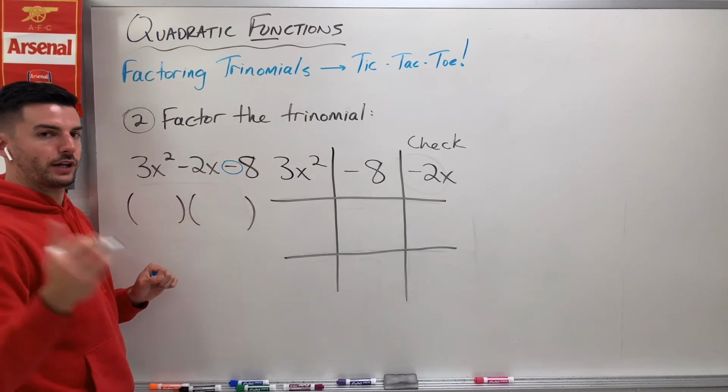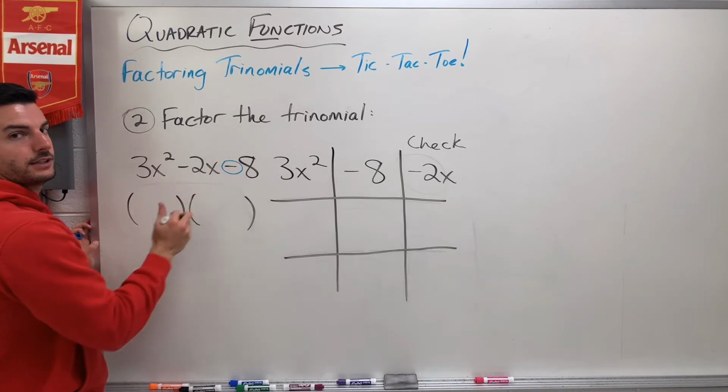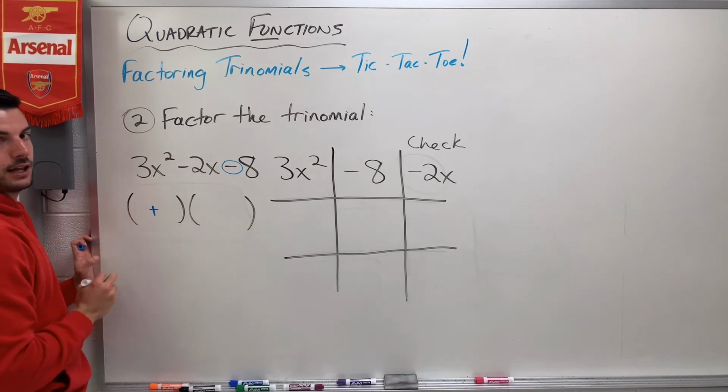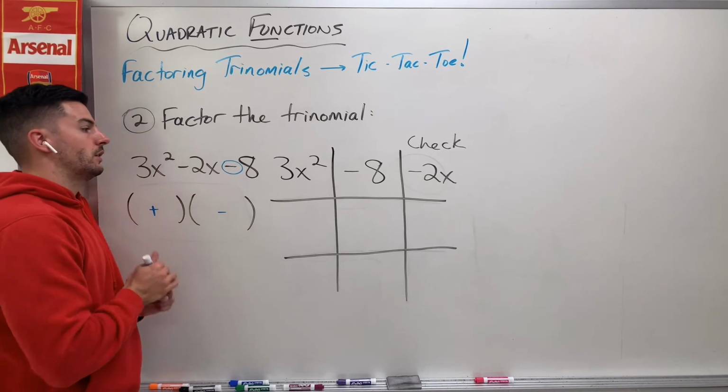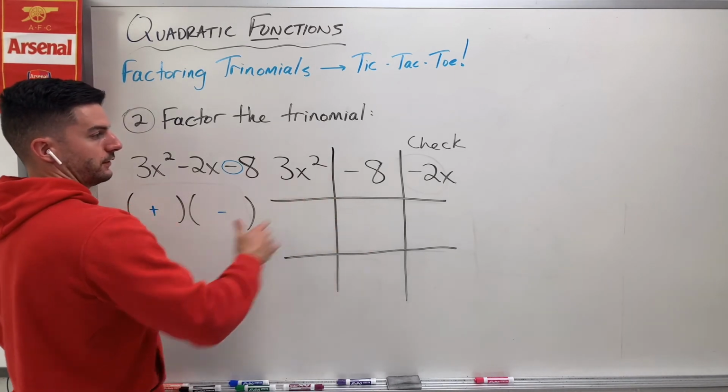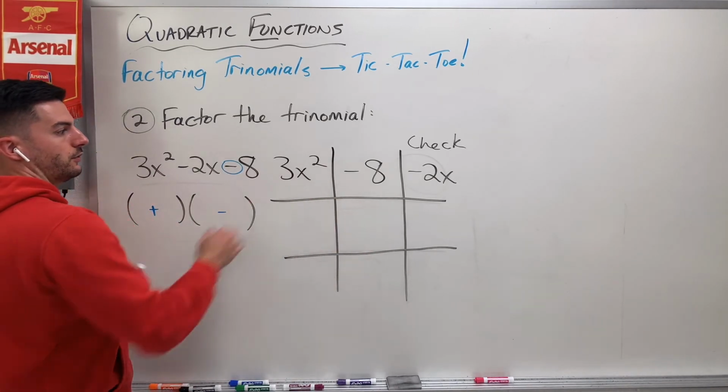And again, remember from what I told you before, a negative C sign means that one of these groups is going to be a plus, one of these groups is going to be a minus, okay? So now, I'm going to start to fill in these boxes, and I want to start with this 3x squared.